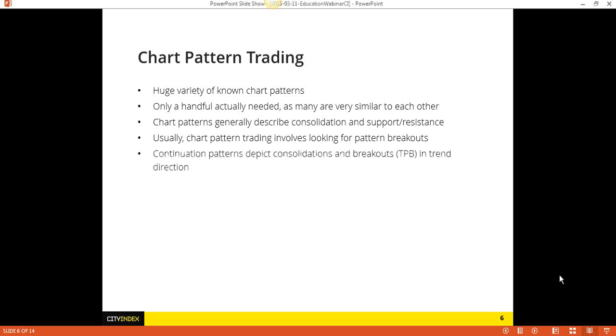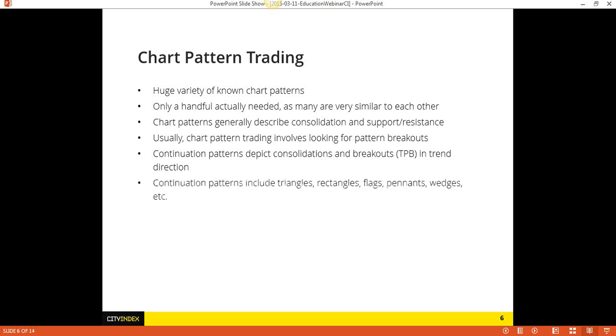Okay, continuation patterns depict consolidations and breakouts in the trend direction. So I talked about TPB, or trend pullback breakout, on the first webinar in the series two weeks ago, and I'm going to show you that again in a second. But basically, what continuation patterns are is just this: you're looking for consolidations, you're looking for breakouts in the direction of the trend, and that dictates oftentimes your trigger to get into a trade, your entry into a trade.